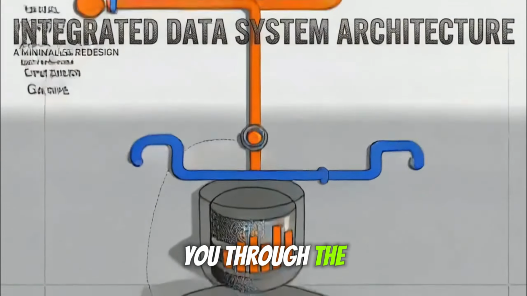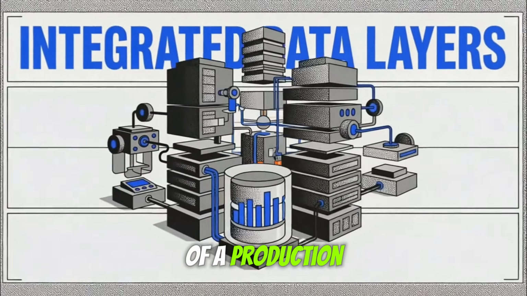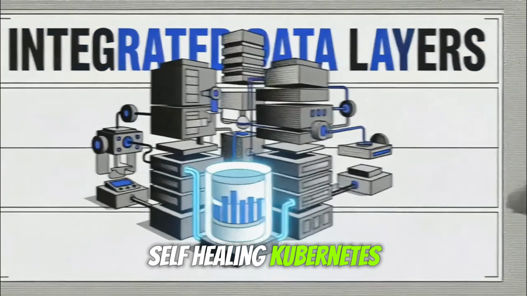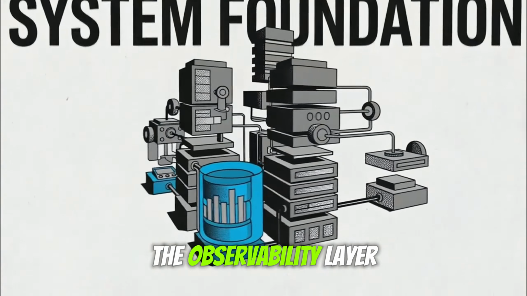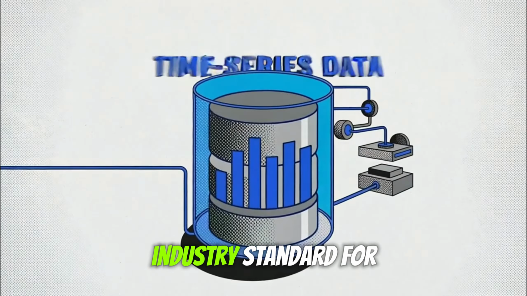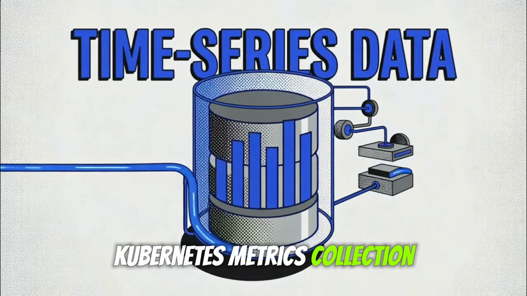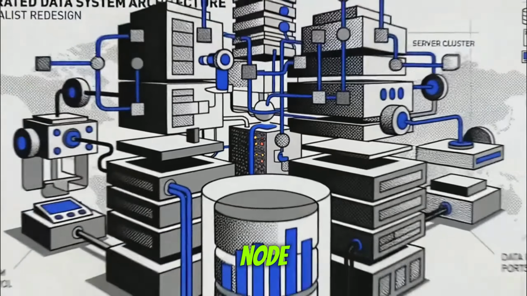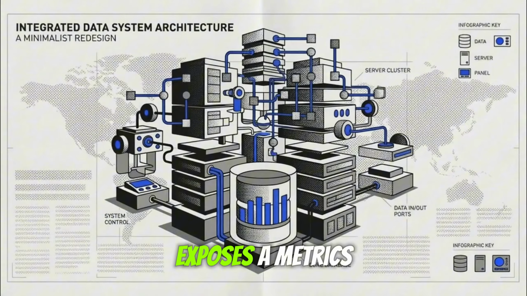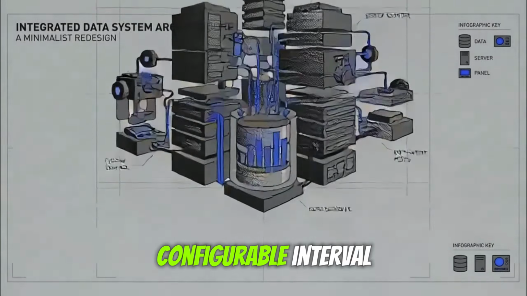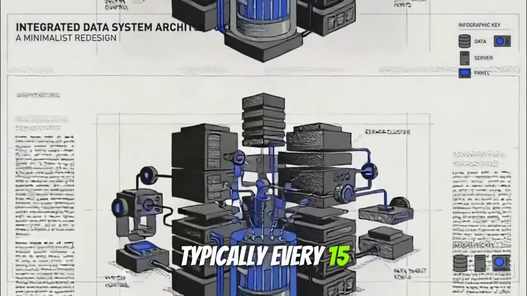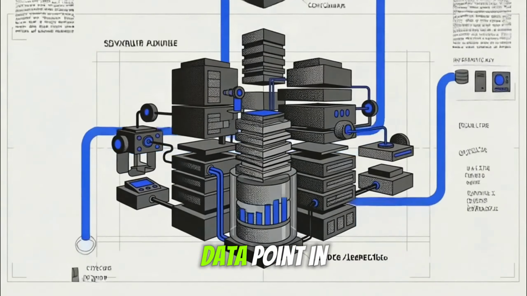The self-healing loop architecture. Let me walk you through the 4-layer architecture of a production-grade, self-healing Kubernetes system, layer by layer. Layer 1 is the observability layer. Prometheus is the industry standard for Kubernetes metrics collection. Every pod, every node, every Kubernetes component exposes a metrics endpoint. Prometheus scrapes these endpoints on a configurable interval, typically every 15 seconds, and stores every data point in a time series database.